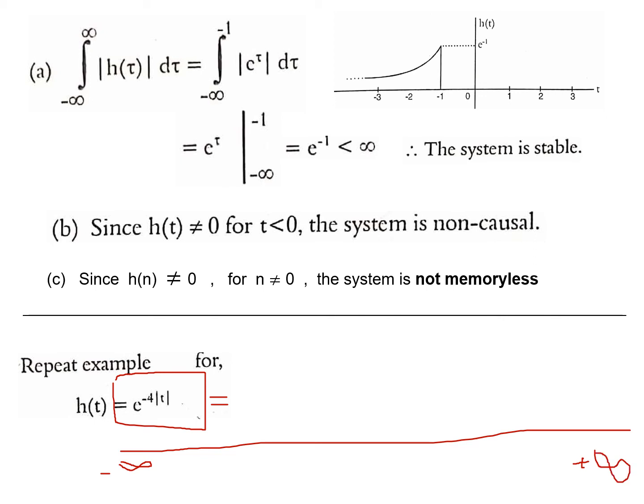It is not a time-bounding equation. Nothing is mentioned. They mentioned h of t is equal to e power of minus 4 into modulus of t. So this is the origin. So this signal actually exists everywhere.